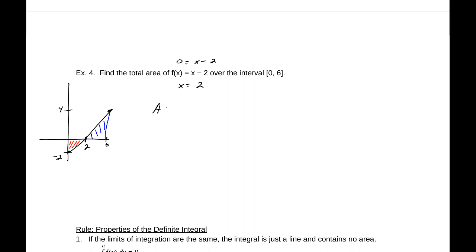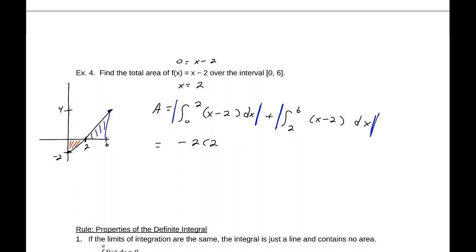So our total area is the integral from 0 to 2 of x minus 2 dx plus the integral from 2 to 6 of x minus 2 dx. Now to find the total area, I'm going to make both of these positive, so I'm going to take the absolute value of whatever I get out of those area functions. The first is a triangle with a base of 2 and a height of 2. Because it's below the x-axis, it's going to end up being negative, so 2 times 2 over 2, plus the absolute value of that triangle with a base of 4, height of 4, dividing that by 2. So that would be an area of positive 2 plus 8, and so my area is 10.